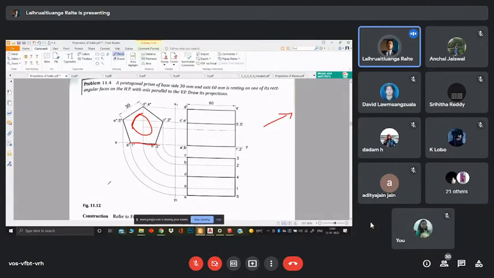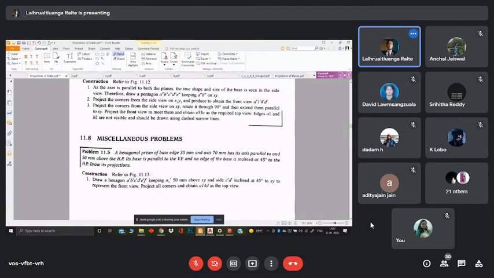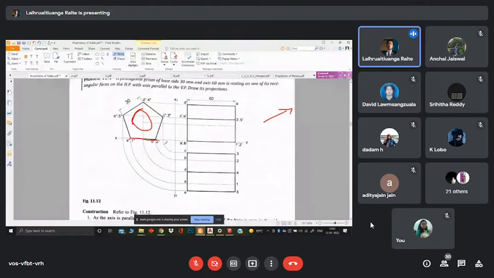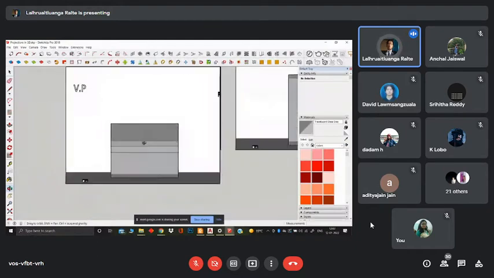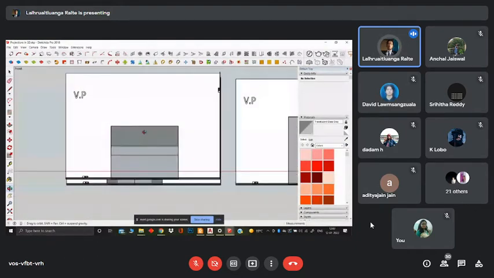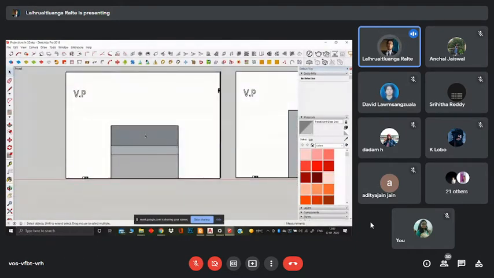All right, I hope you can see it. Yes. All right, so here, if we jump to the 3D, in the front view, we are going to see only this, right? In the front view, we are seeing our pentagonal prism more or less as a rectangle, right? In our front view.